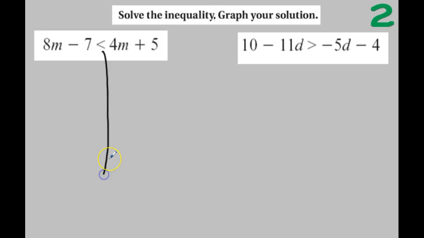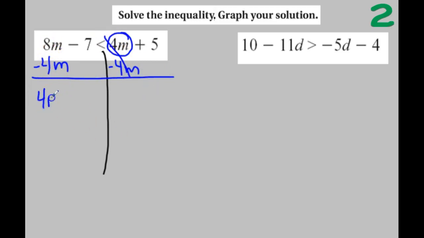Continue to solve the inequality and graph the solution. We have letters on both sides. We need to move them all over to the same side. Since I want the letter on the left to end, I'm going to move these ones over to the other side. Subtract 4m. So those eliminate. 8 minus 4 is 4, so 4m. Minus 7 is less than 5.